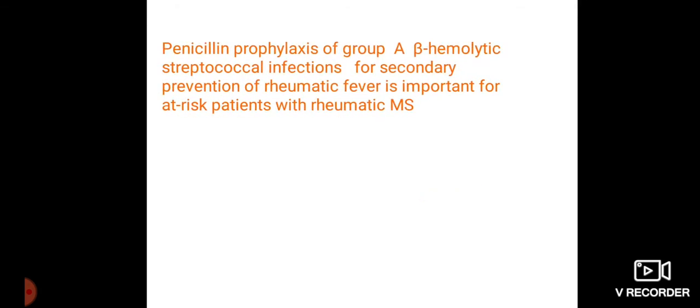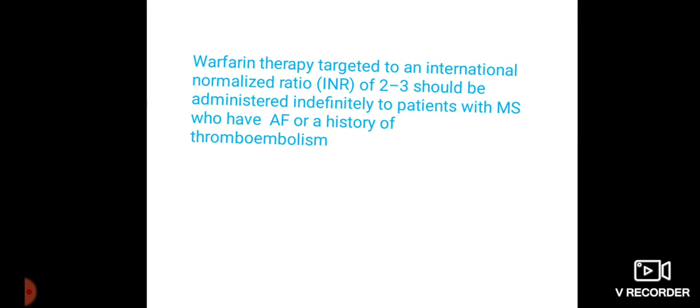Management: penicillin prophylaxis of group A beta hemolytic streptococcal infections for secondary prevention of rheumatic fever is important for at-risk patients with rheumatic MS. Warfarin therapy targeted to an international normalized ratio INR of 2 to 3 is administered to patients with MS who have atrial fibrillation.